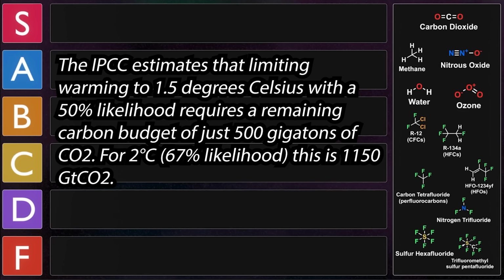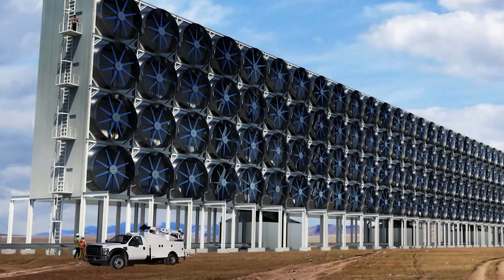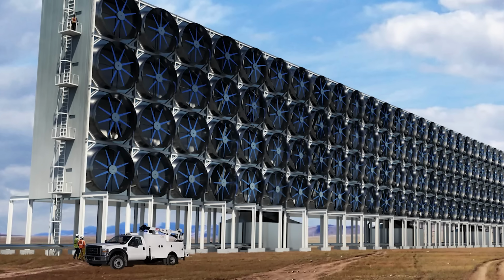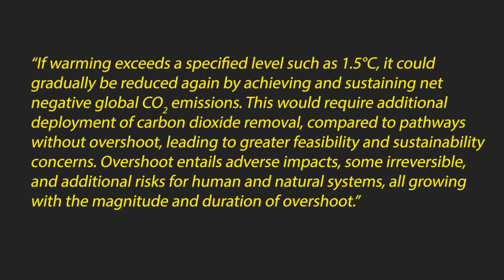Achieving net zero emissions involves not only reducing emissions, but removing CO2 from the atmosphere. Carbon dioxide removal technologies, including afforestation and direct air capture, play a crucial role in achieving negative emissions and stabilizing global temperatures. The IPCC states that if warming exceeds a specified level such as 1.5 degrees Celsius, it could gradually be reduced again by achieving and sustaining net negative global CO2 emissions. This would require deployment of carbon dioxide removal compared to pathways without overshoot, leading to greater feasibility and sustainability concerns.